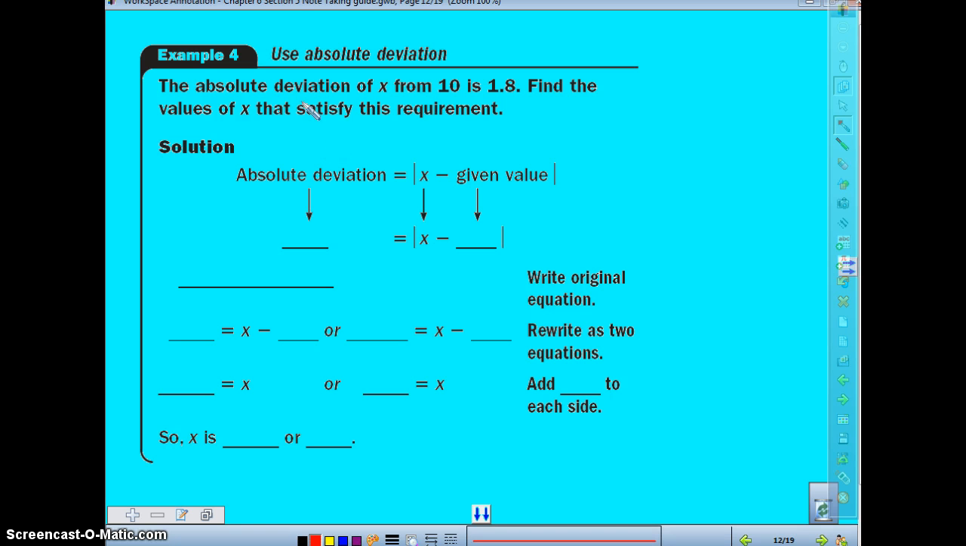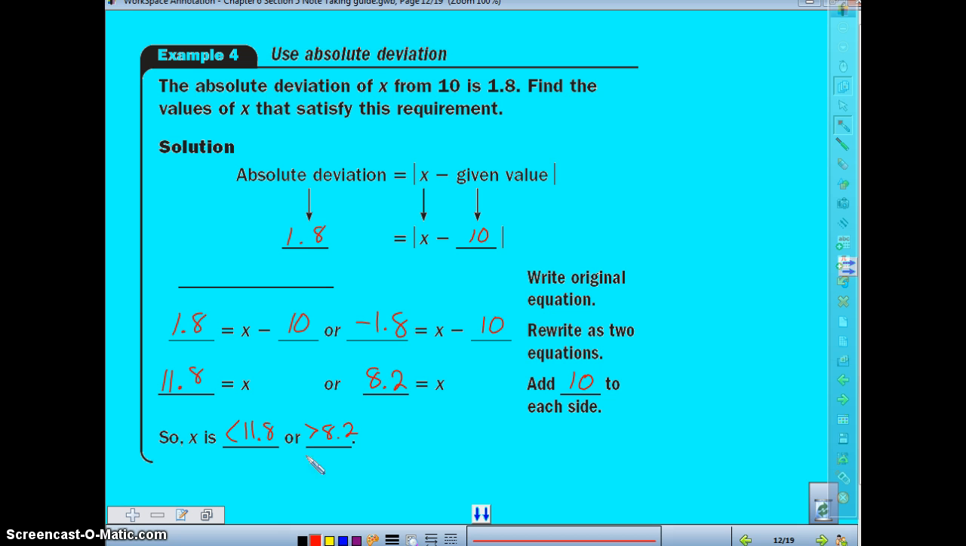And let's work an example of this. Absolute deviation of x from 10 is 1.8. So 1.8 equals the absolute value of x minus, and the given value is 10. So let's rewrite these equations. We have 1.8 equals x minus 10, or negative 1.8 equals x minus 10. So we're going to add 10 to both sides, and right here I believe I'm going to get 8.2, and over here I can get 11.8.